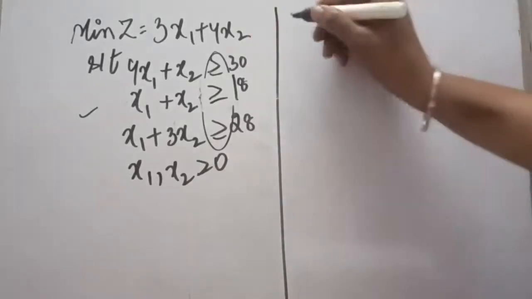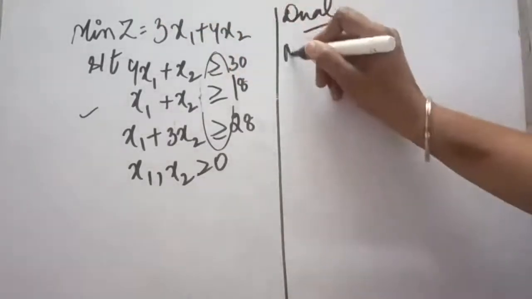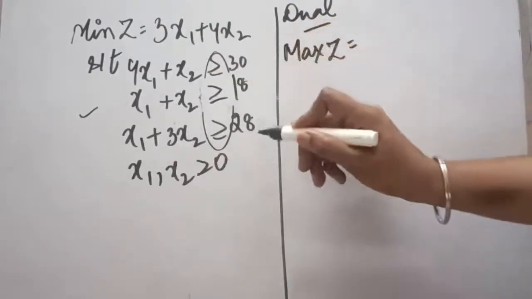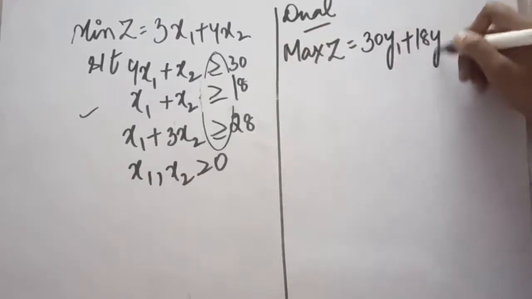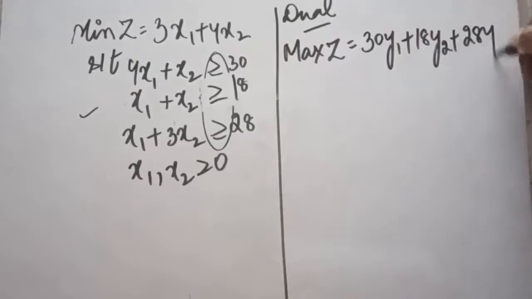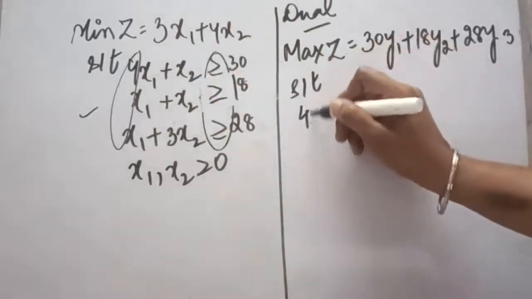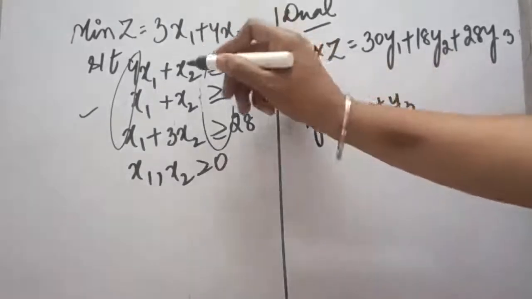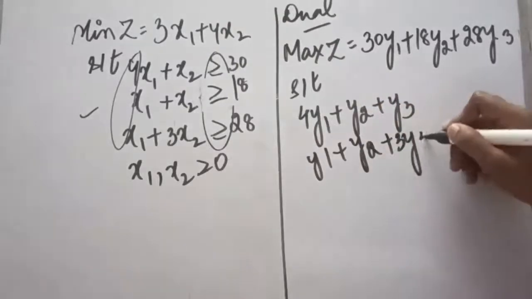Now after this we will take the dual of the problem. This is the primal. Now we will take the dual. After taking the dual, the minimization problem will become a maximization problem, and these solution values will become the objective function. So 30y1 plus 18y2 plus 28y3. Subject to, now column-wise constraints will become row-wise constraints. So 4y1 plus y2 plus y3, and second will be y1 plus y2 plus 3y3.